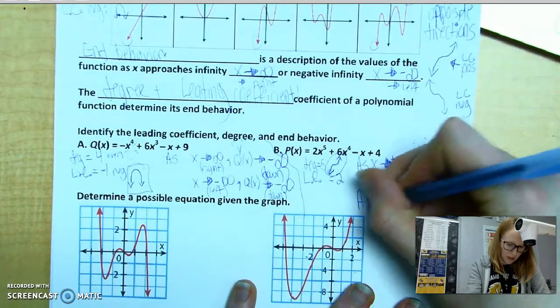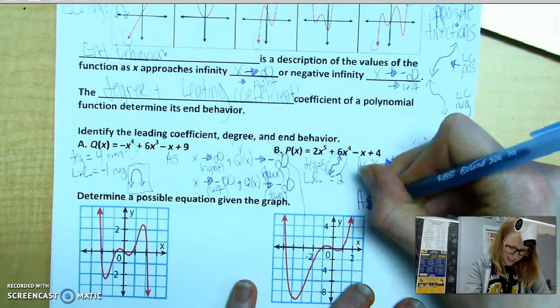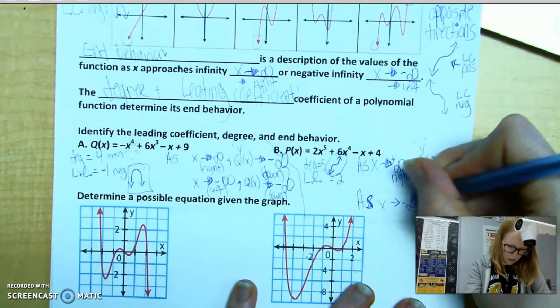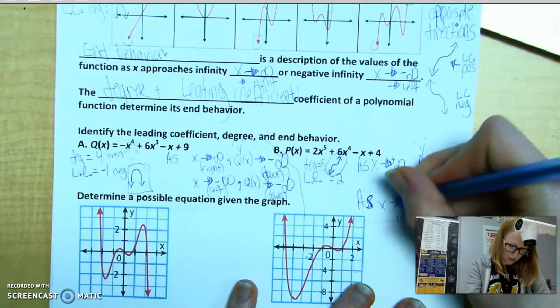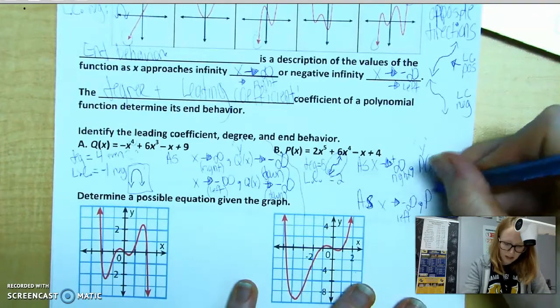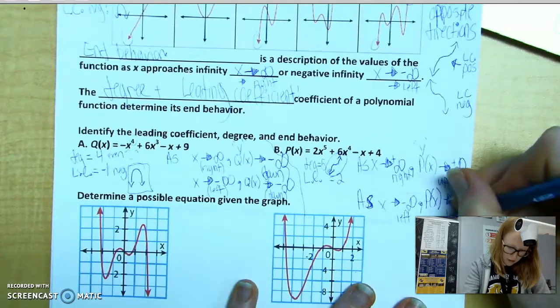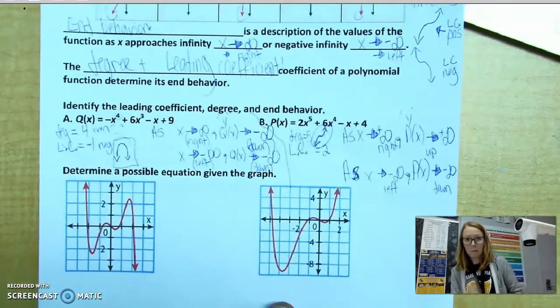As x approaches negative infinity, so as we move to the left, what's happening? Well, on the left side of the graph, my arrow is pointing down, so p of x, that function, is actually headed towards negative infinity, which is down, right?